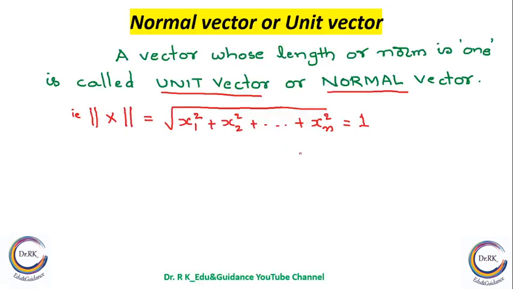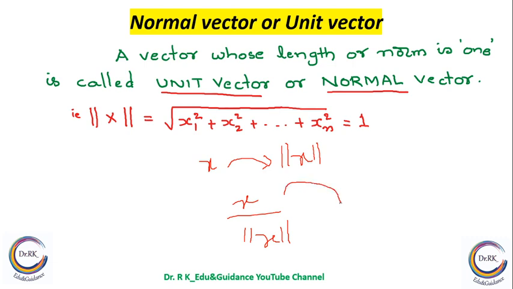So then, suppose x is a vector, we know its norm, right? Norm is nothing but this. Then if we take x by norm x, and find the length of this vector, that is the norm of this, it becomes 1. Then this is called a normal vector or unit vector. That means x by norm x is called a unit vector.